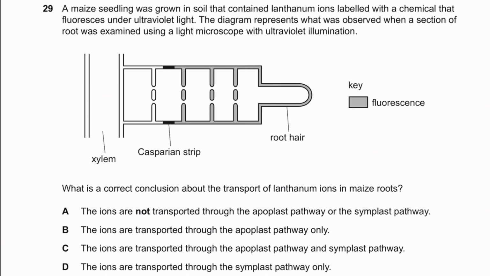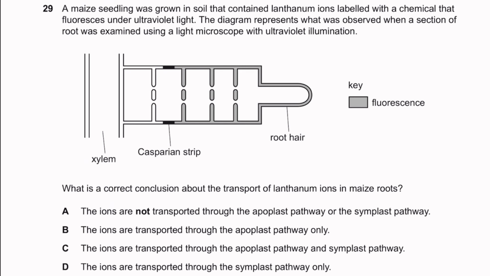We have fluorescence, we have root hair, we have Casparian strips, and we have xylem. You could see here we had fluorescence, which means we had ions all the way around the root hair until we reached the Casparian strip. And the Casparian strip is known to block the apoplast pathway because the Casparian strip is a waterproof material.